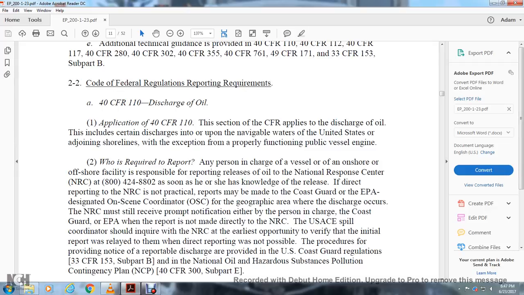The procedure for providing notice of a reportable discharge is described in the U.S. Coast Guard regulations, Title 33 CFR 153, Subpart B, and in the National Oil and Hazardous Substances Pollution Contingency Plan, NCP, Title 40 CFR 300, Subpart E.